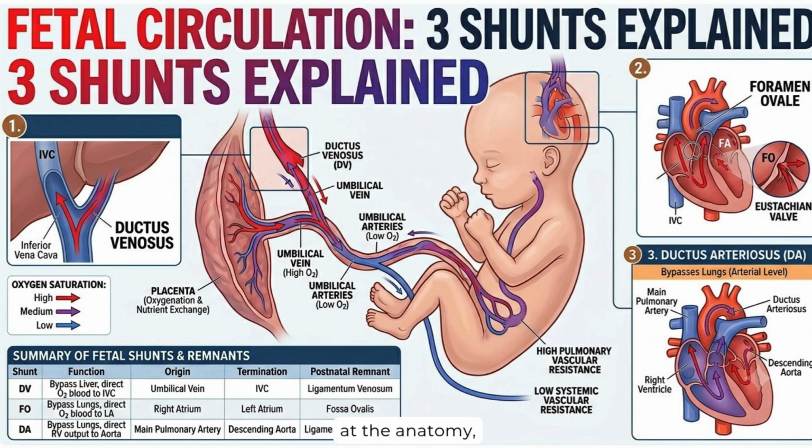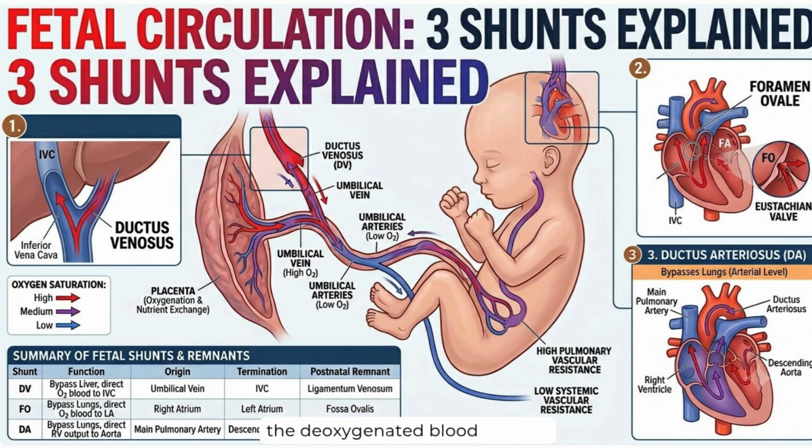And when you look at the anatomy, it's honestly brilliant how it accommodates these pressure gradients. Look at the three main shunts here. Oxygenated blood from the placenta enters the umbilical vein. And because of the porta-caval gradient, this highly oxygenated blood accelerates right through the ductus venosus. It bypasses the liver and preferentially streams directly across the right atrium through the foramen ovale and straight into the left side of the heart to supply the brain and the myocardium.